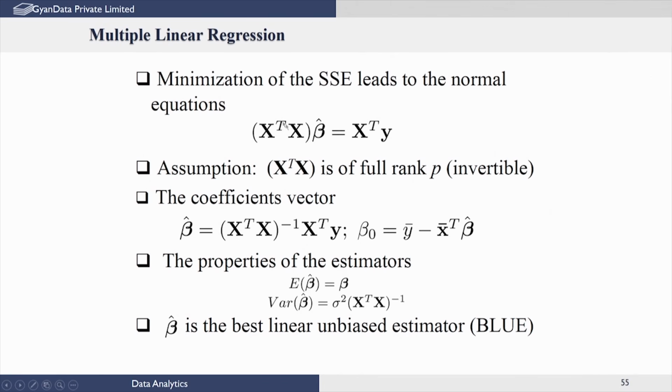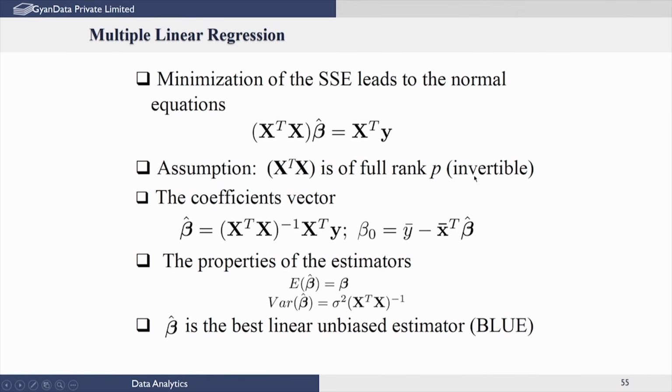So, these are p equations in p variables, they are linear equations in beta, X is all known, y is known. So, if you interpret it as A times x is equal to b, it is a set of linear equations, p equations in p variables, which can be easily solved if A is invertible. So, we assume that X transpose X is a full rank matrix, invertible.